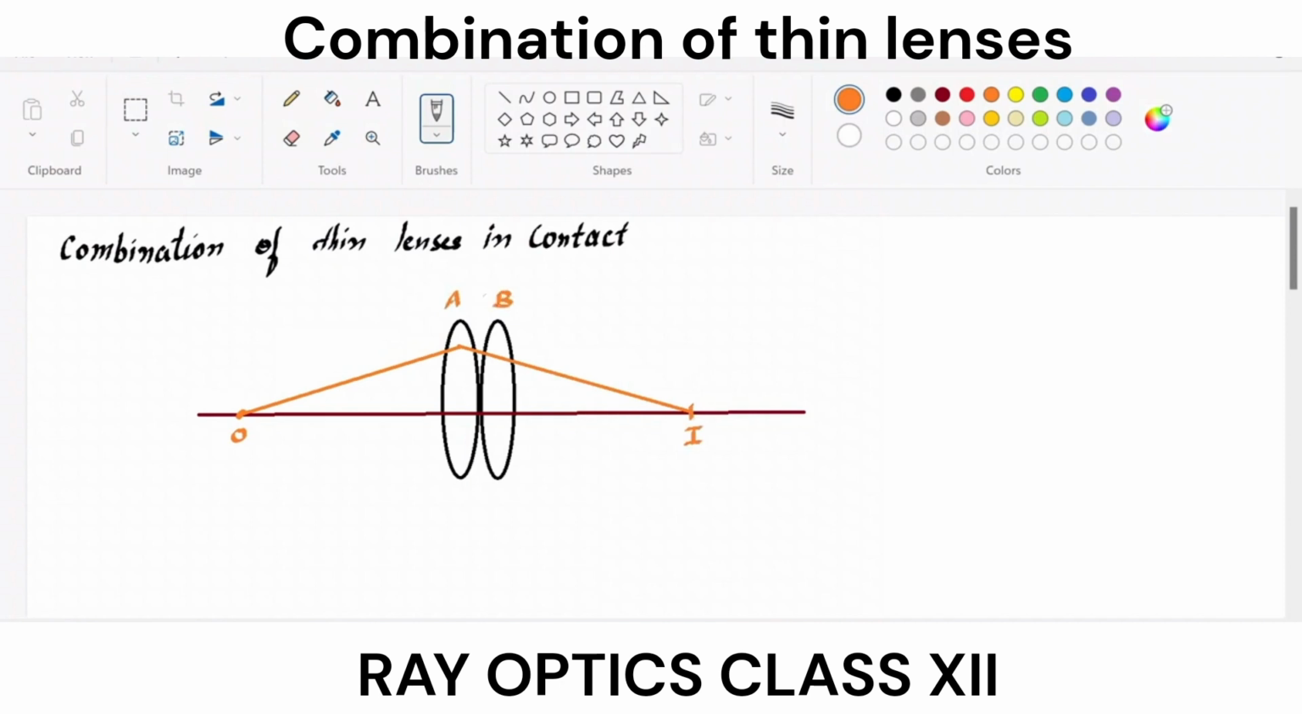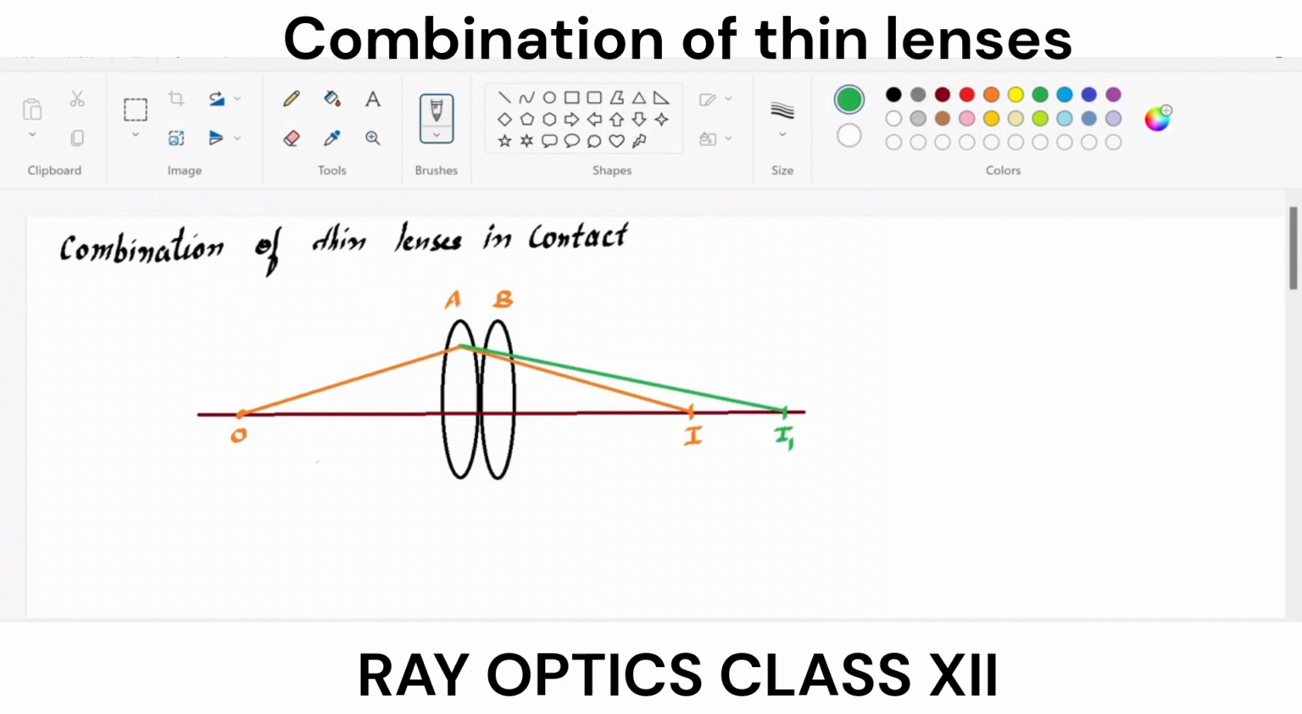Now we know from our previous lectures that this image I was not at this place if there was only lens A. If there was only lens A, then the image must be formed somewhere away from the current position. So here it will be I1. I hope this is clear. Now I1 is what? Intermediate image. The image which is supposed to be formed if there was no lens B.